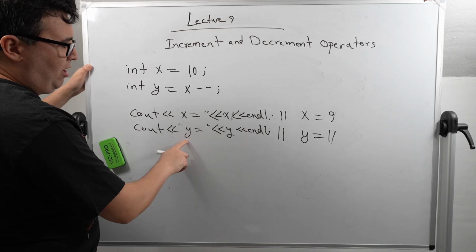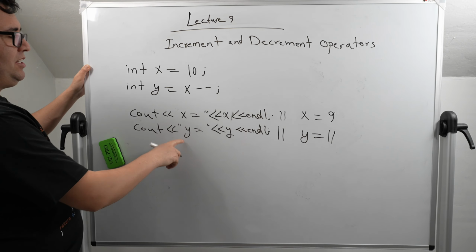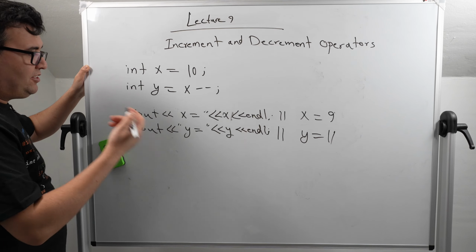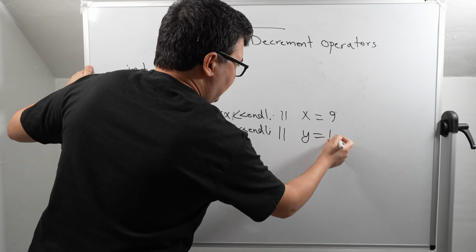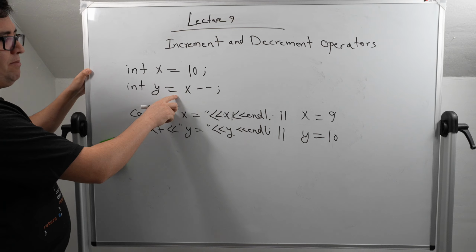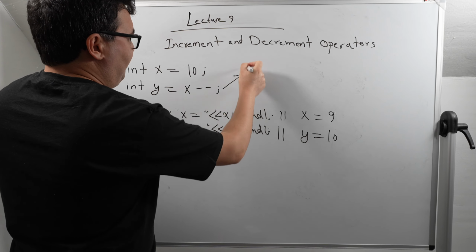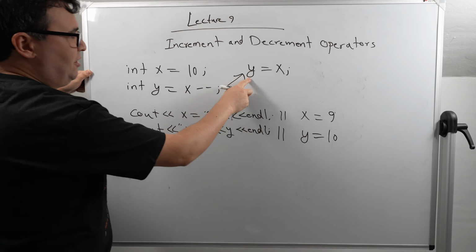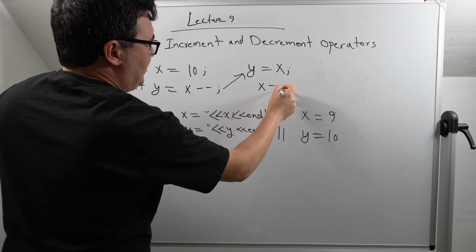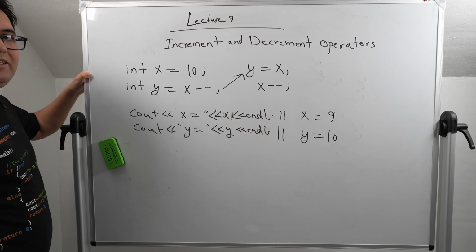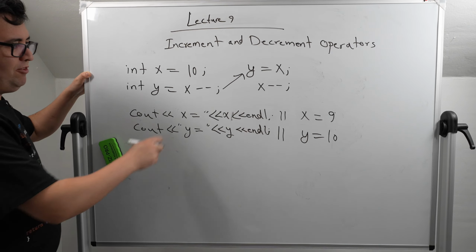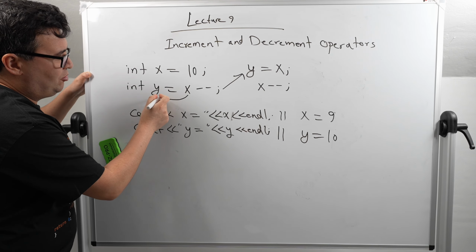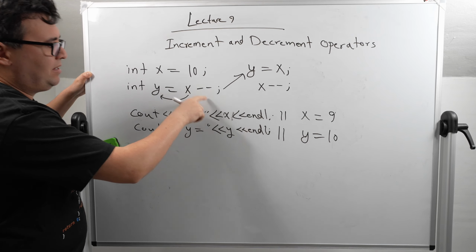What about the variable y? What's the value of y? So is it 9 or 10? What do you think? It is 10. Why? Because for the variable y, first the value of x, which is 10, is stored inside y. Then x becomes minus minus in this case. So if it's used as a postfix, then first the value of x is stored inside y, and then x becomes minus minus.